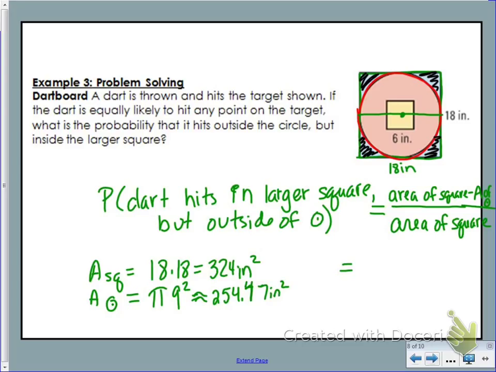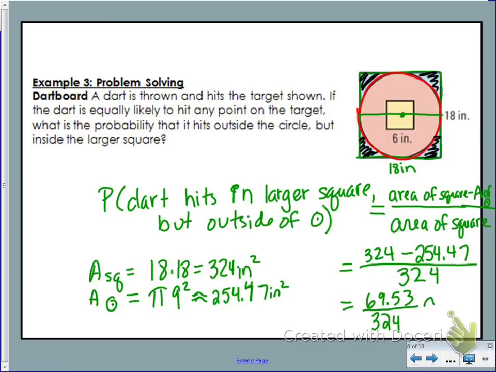So if we come over here and go back to our formula, the area of the square is 324, taking out the area of the circle, 324 minus the area of the circle, which is about 254.47, divided by the entire area, which again is the 324 square units for the square. So if we simplify this, we get about 69.53 over 324, which comes out to be 0.2146.